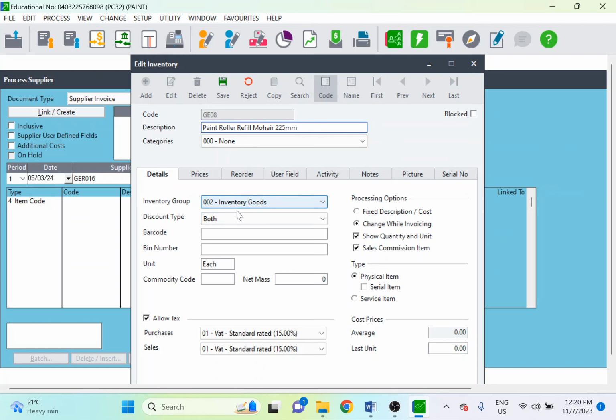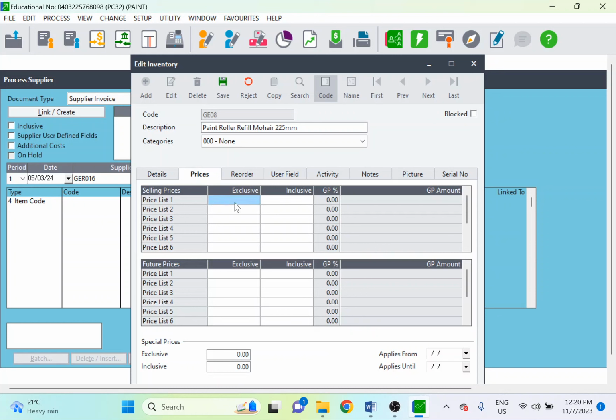under inventory group it's inventory goods, discount type is both, under unit it's 225M, antique sales commission item, allowed tax 15%, cost price we bought it for 30 rand 10 cents, and then selling price it will be 39 rand 13 cents. Then you click save.